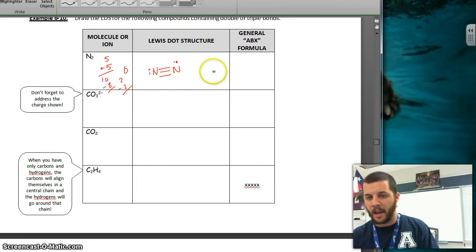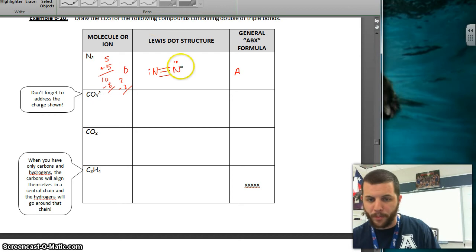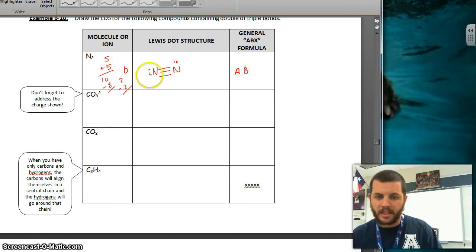And now I can write in my ABX structure. So I've got one central atom for A. I've got one peripheral, which is B. And I've got one set of, or one unshared pair of electrons, which is X. So this is just an ABX formula.